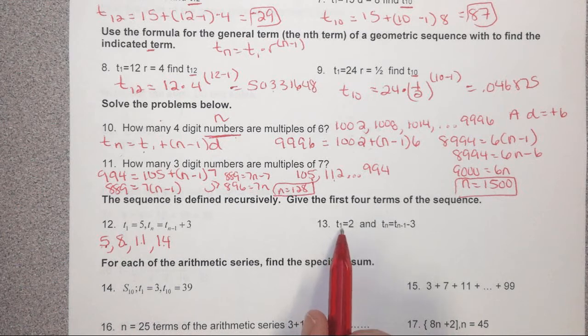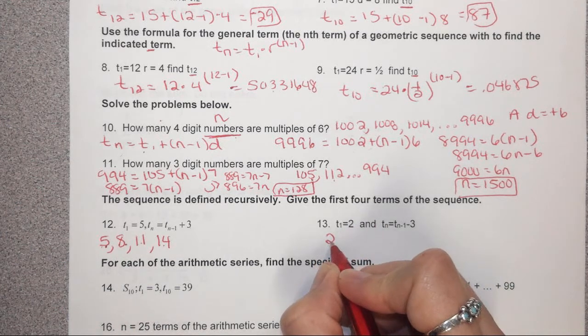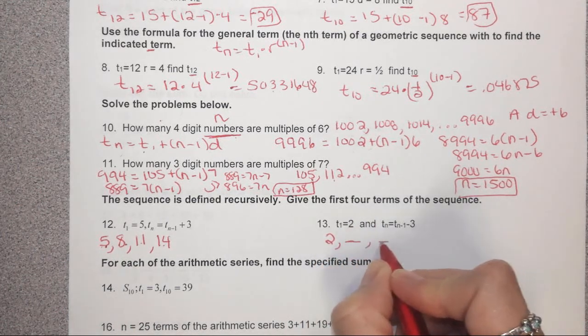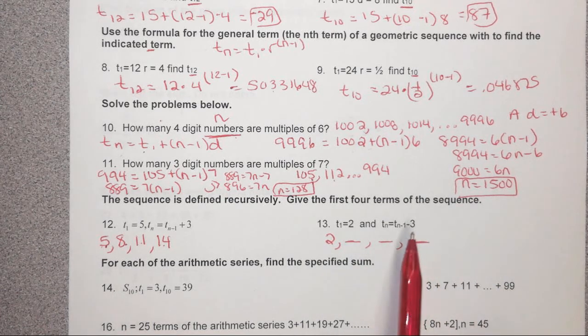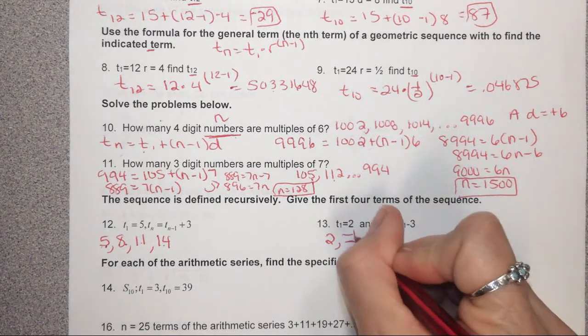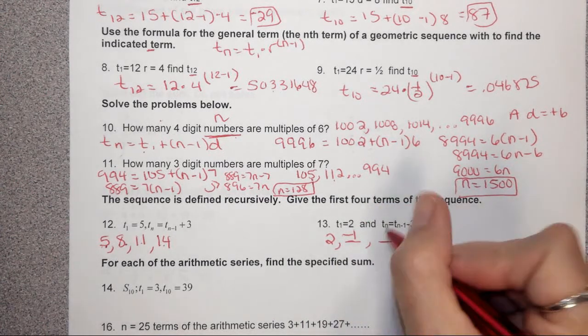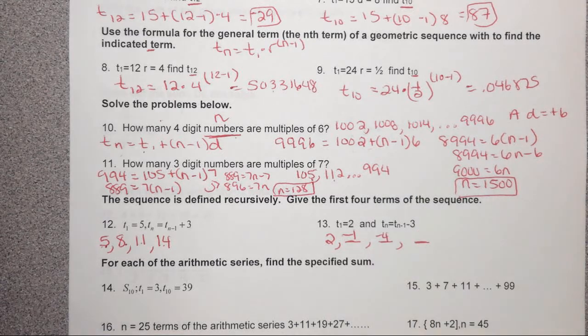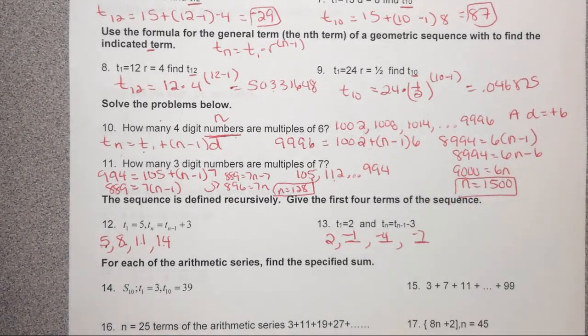Okay, for this problem, it says the first term is 2, and I have to find the next 3 terms. And it says I'm going to take the previous term and subtract 3. So 2 take away 3 is negative 1. Take away 3 more is negative 4. Take away 3 more is negative 7. And that's it. The recursive ones are really easy.